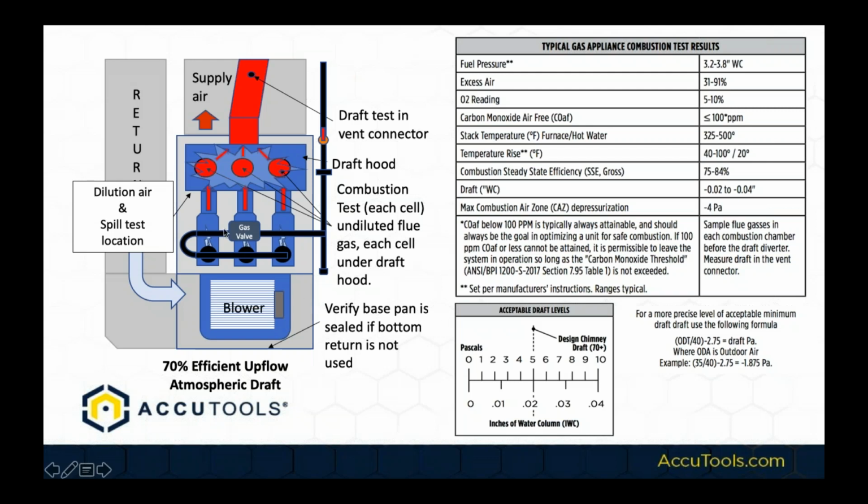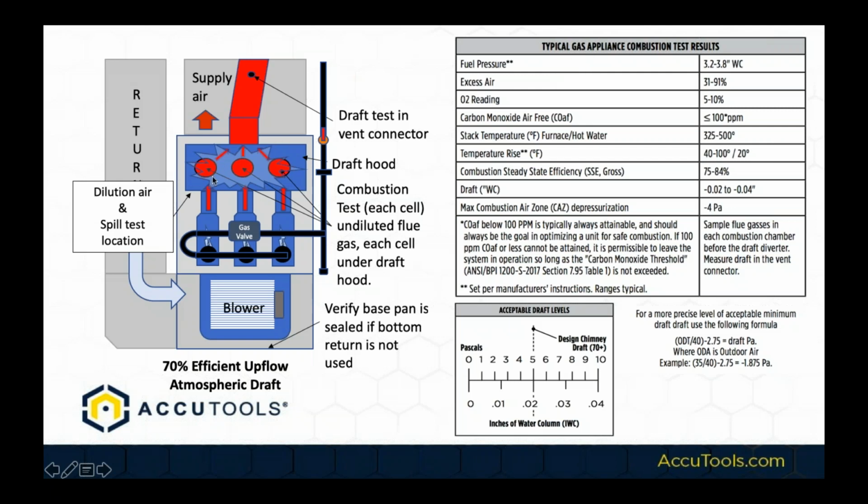It's really, really important that when you test these appliances, you test in each cell. So you're going to put your analyzer up underneath the draft hood. In this case, we have three burners, so we're going to do three combustion tests. We're going to test cell 1, 2, and 3. And we're going to make sure that each cell individually is not producing flue gases that are outside of the typical appliance combustion test results we want to see over here.